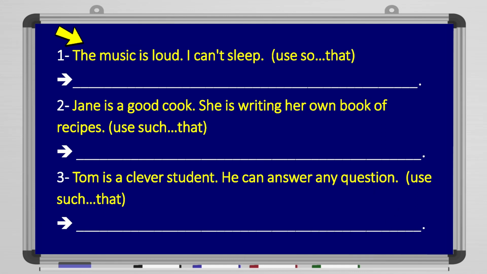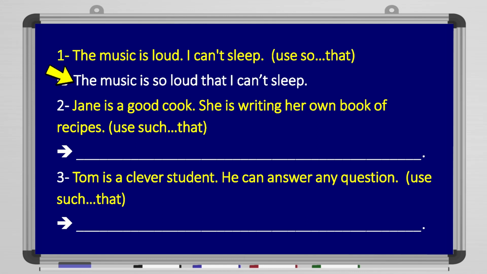The music is so loud, I can't sleep. I want you to use so that. So you're going to be simply filling it in. The music is so loud. Loud is the adjective. The music is so loud that, what's the result? I can't sleep. Very simple. The same thing for the next one.